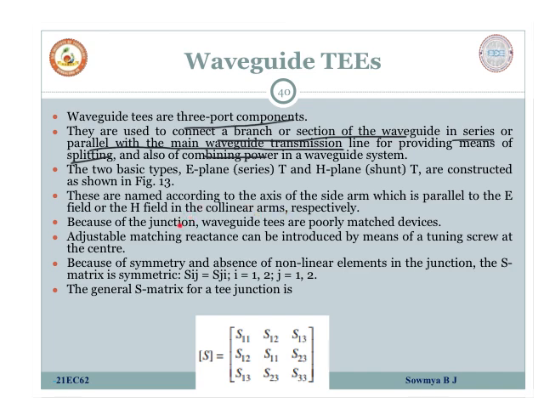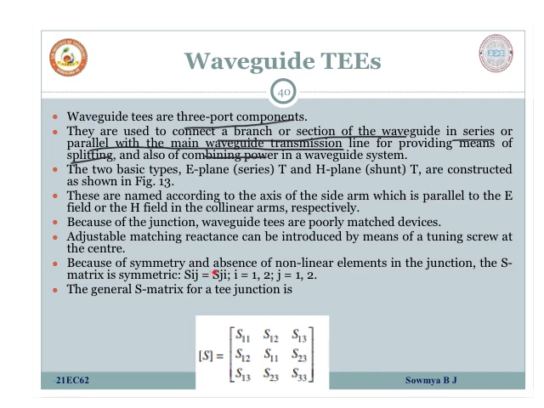Now, because of the junction, the waveguide Ts are poorly matched devices. This is a main disadvantage of this waveguide T. And an adjustable matching reactance can be introduced by means of a tuning screw at the center. So, in order to overcome the drawback at least to some extent, an adjustable matching reactance is introduced by means of a tuning screw at the center.